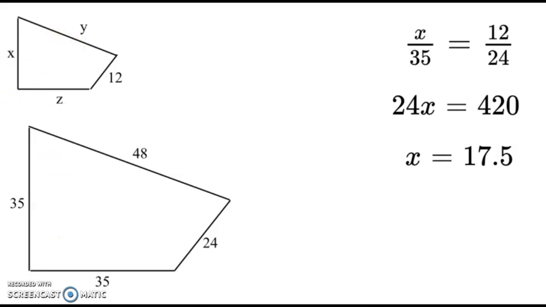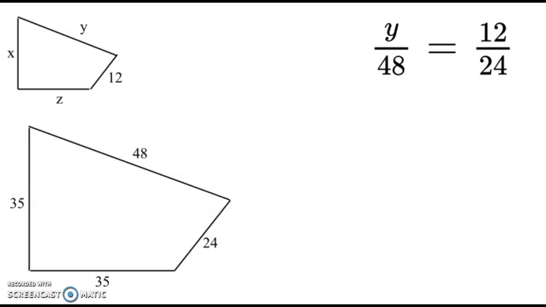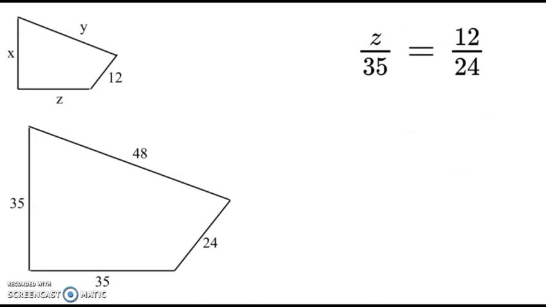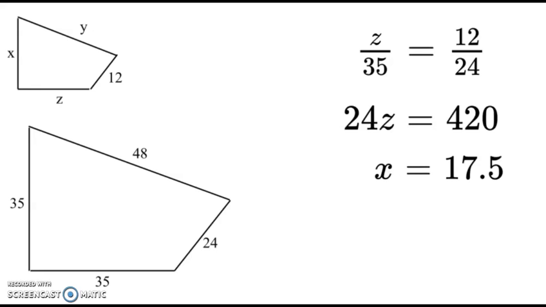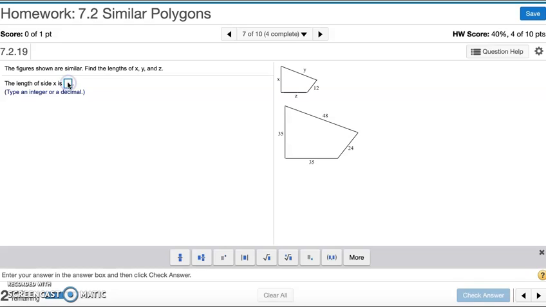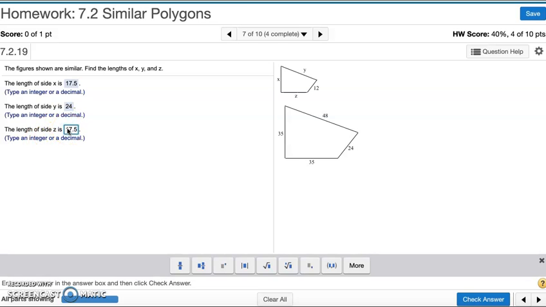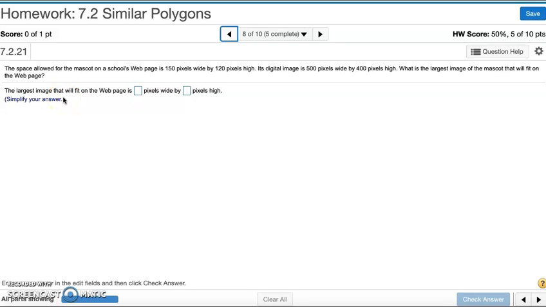Now let's solve for y. y over 48 equals 12 over 24. Cross multiply, 24y equals 48 times 12, which is 576. Divide both sides by 24, and y equals 24. Now finding z, I have z over 35 equals 12 over 24. Cross multiply, 24z equals 420. Divide both sides by 24, and z equals 17.5. Now let's type those in. So x is 17.5, y is 24, and z is 17.5. And that's number 7.